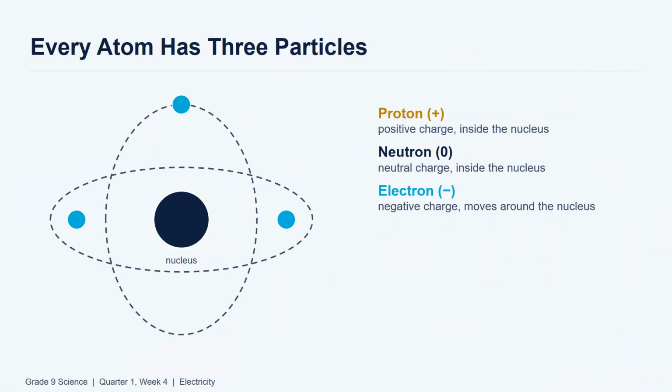Every atom is made up of three types of particles. The proton carries a positive charge, and it stays inside the nucleus, at the center of the atom. The neutron has a neutral charge, meaning it carries no charge at all, and it also stays inside the nucleus. The electron carries a negative charge, and unlike the proton and neutron, it moves around the nucleus. It's the electron that we care about most in this lesson, because electrons are the particles responsible for electric current.